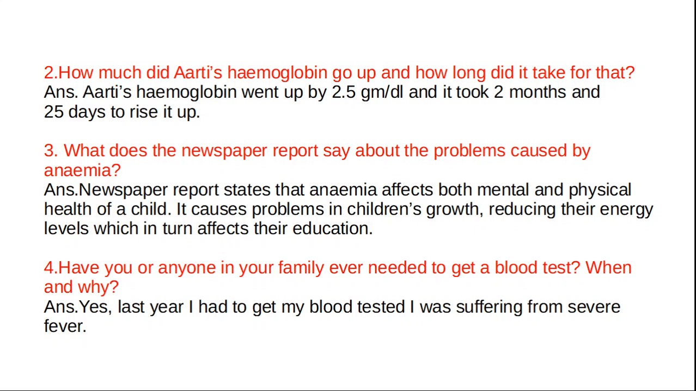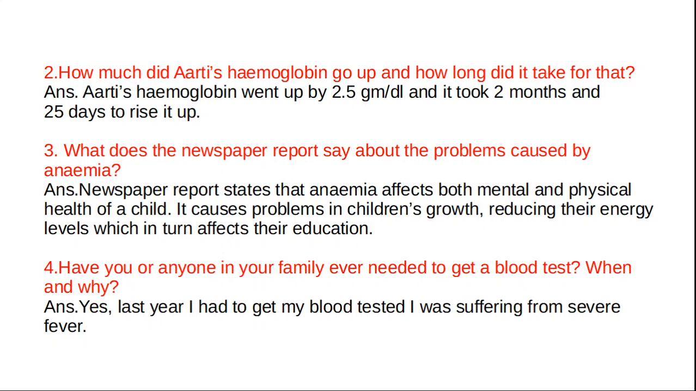Now, third one. What does the newspaper report say about the problems caused by anemia? Generally, we observe in the newspaper what happened in our surroundings. Everything we have to observe in the newspaper. Okay, well, see the answer. Newspaper report states that anemia affects both mental and physical health of a child. Okay, it causes problems in children's growth, reducing their energy levels, which in turn affects their education also.